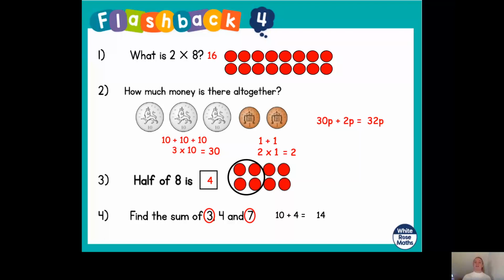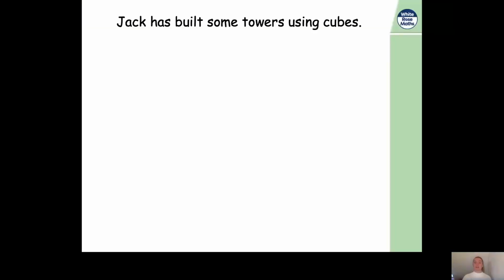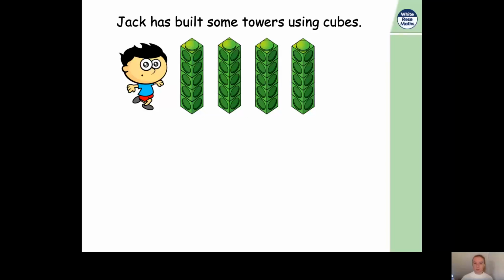Fantastic. Now let's move on to today's learning. So Jack has built some towers using cubes. Okay, there's Jack. There are his towers of cubes. How many towers has he built? Let's count together. Are you ready? 1, 2, 3, 4. He's built 4 towers.